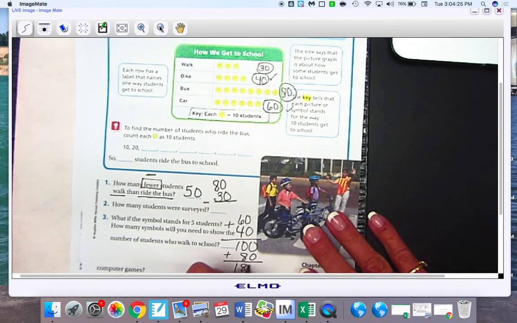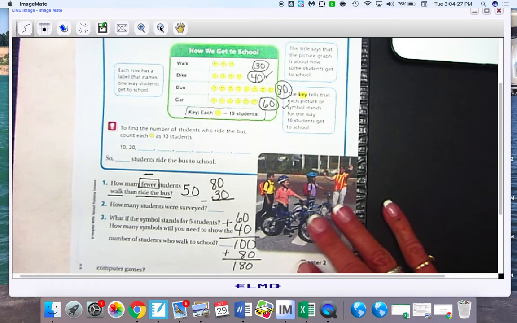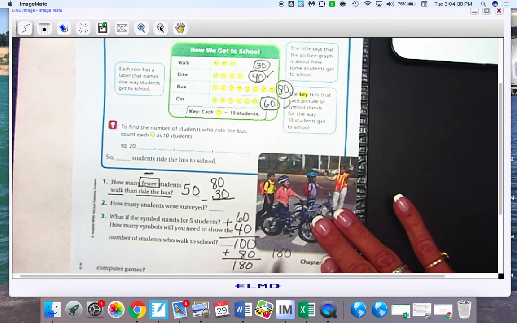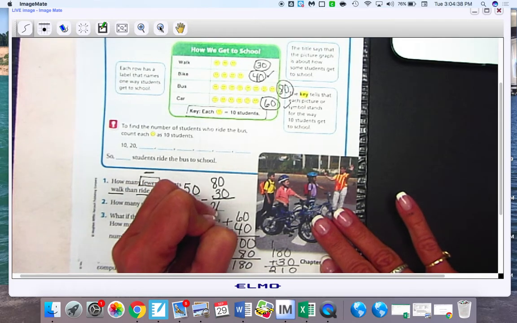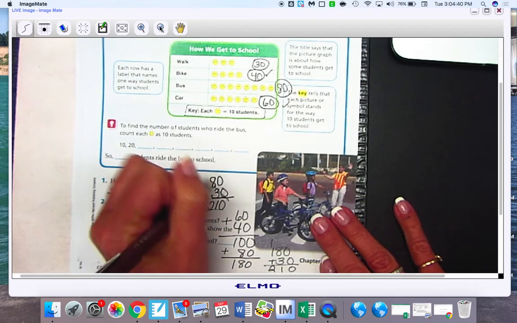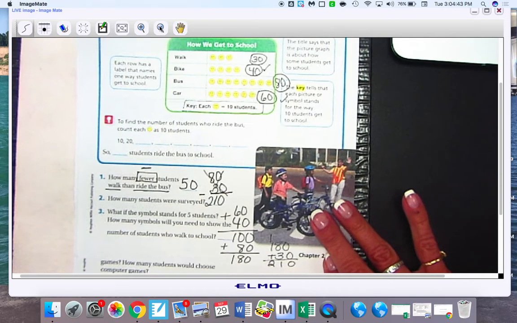It's 180. And then I'm going to take 180 and add 30 more. 11, carry the 1. So my answer would be 210. 210.